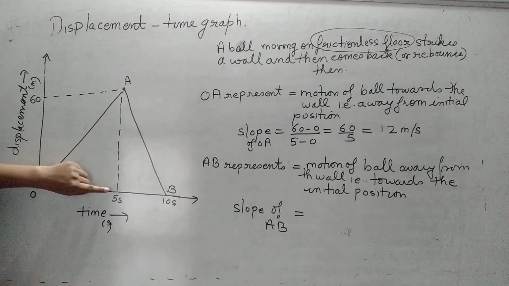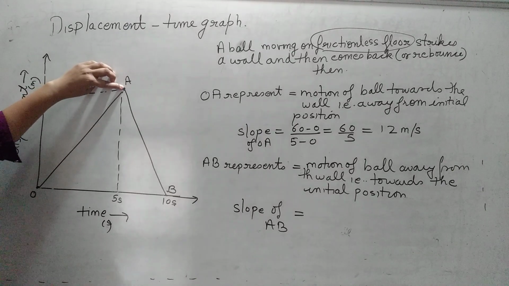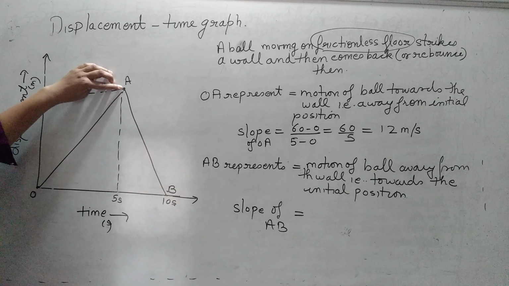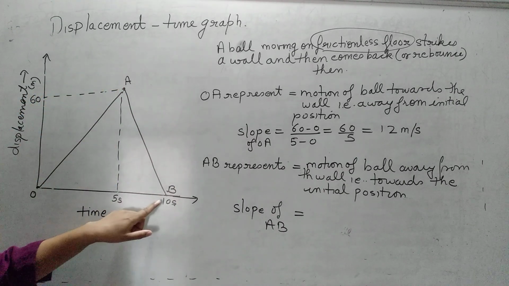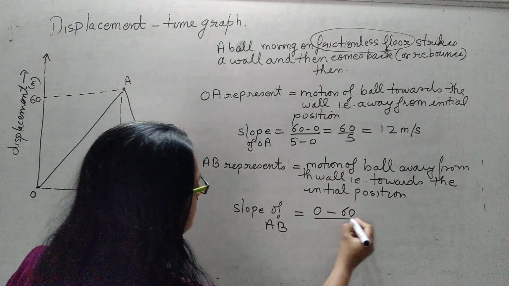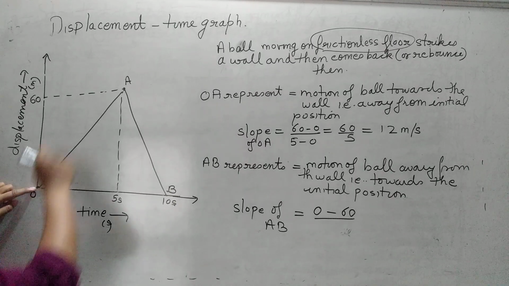वर्टिकल हाइट कैसे लिखते हैं? फाइनल माइनस इनिशियल. पहले बॉल ए पे थी, उसके बाद बॉल कहां पर आ गई? बी पे. अब इस केस में इनिशियल इज ए एंड फाइनल इज बी. सो स्लोप विल बी, फाइनल है 0 एंड इनिशियल वाज 60. Isn't it? यहाँ पर क्या था? O is initial, A is final.